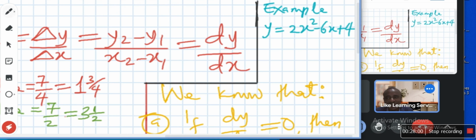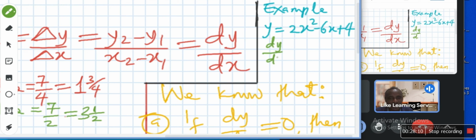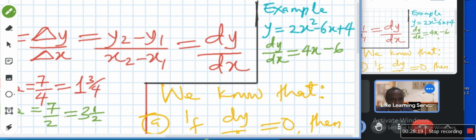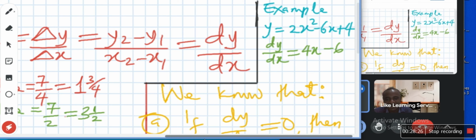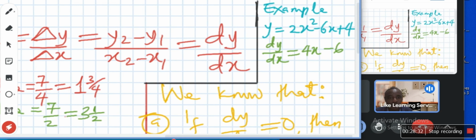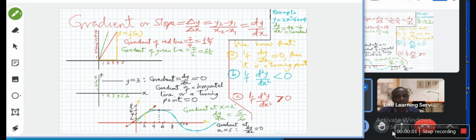Now, let's first of all differentiate y. Are you ready? Yes, sir. So dy over dx will give us what? 4x minus 6. Beautiful. What did I tell you dy over dx is? dy over dx is gradient. Beautiful. I'm so happy that you remembered immediately. So what we just found is the gradient. That's the gradient.